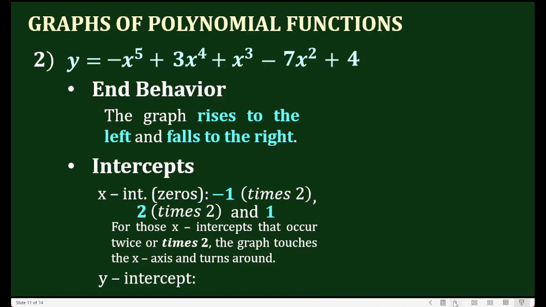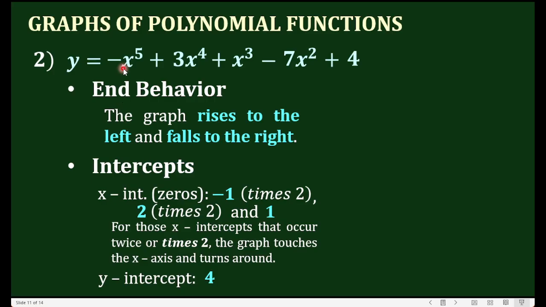So, with that, let us now go to the y-intercept. Basically, we need to set the value of x from this polynomial to 0, and then simplify the resulting expression on the right side. So, with that, we found out that the value of y, or the y-intercept, is equal to 4.